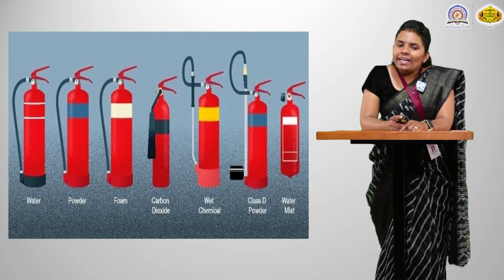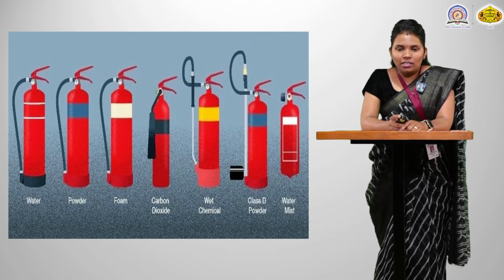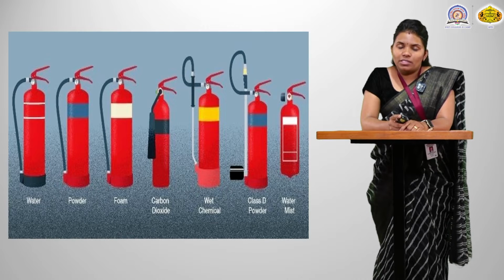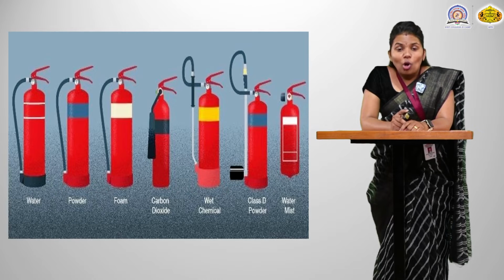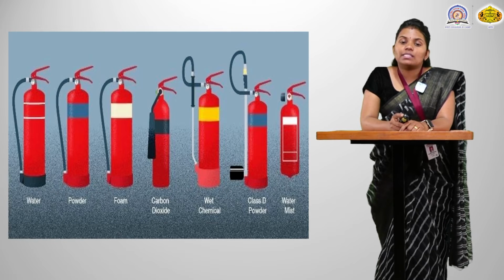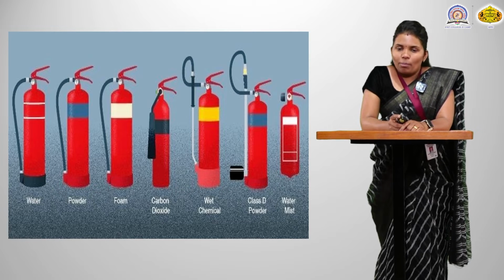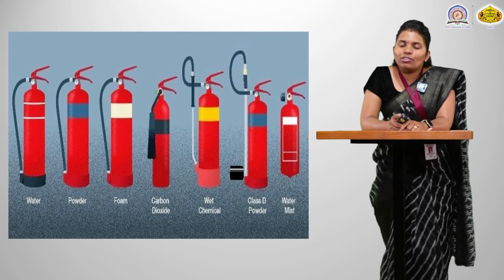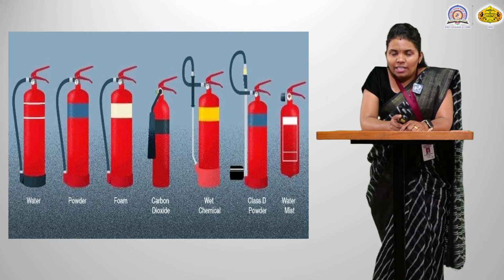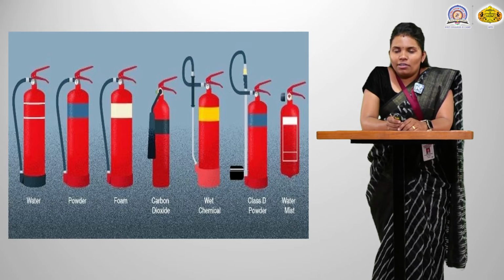There are 2 white lines on the water fire extinguisher. There is a broad blue band on the powder extinguisher. On the foam-based one, again a broad white band. On the carbon dioxide one, a black band. On the wet chemical one, a broad yellow band. Class D powder is one more class, which also has a rod to fire out. And the water mist.